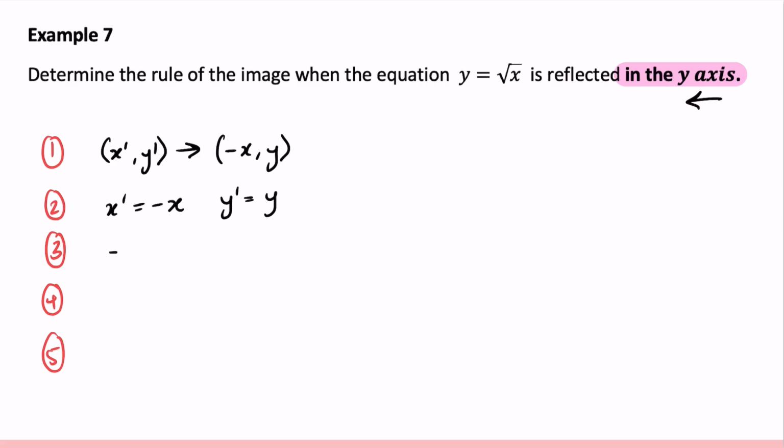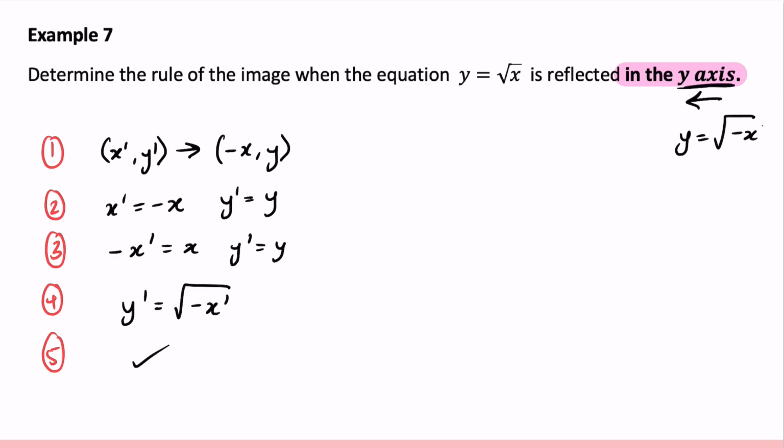We will then rearrange to get the old x by itself, so I can substitute that in. And then we will substitute. And there's not really much that we can do for step 5. So we can't rearrange it anymore to get y. Hopefully you can see that a reflection in the y-axis means that the negative is attached directly to the x.